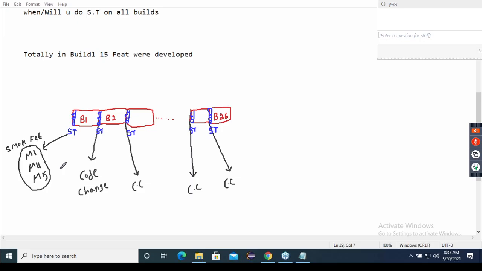If the modules are independent, meaning M1, M4, M5 are independent of the code changes, will you do smoke testing on every build? No. Why no? Correct. No need to do smoke testing, because the smoke features are independent of whatever bugs are fixed. So these modules are independent of the code changes or the bug fixes. That much everyone has understood?